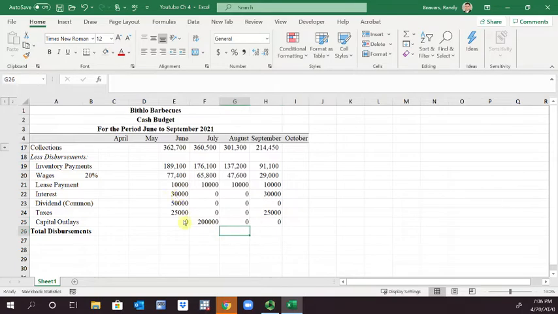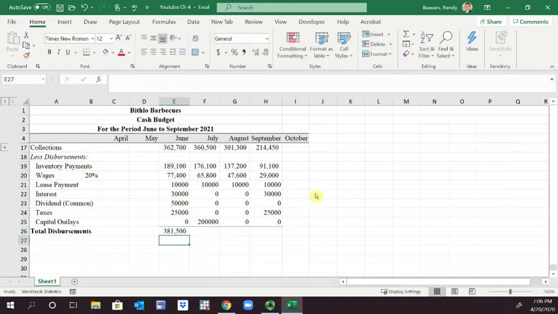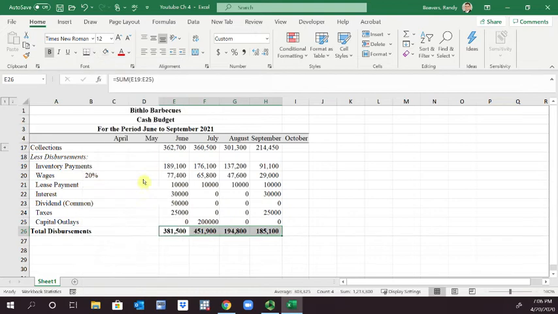So now we will do our total disbursements. So we'll just auto sum all of our total disbursements and drag that across. So be bold, and then double border. So that covers our collections and disbursements.